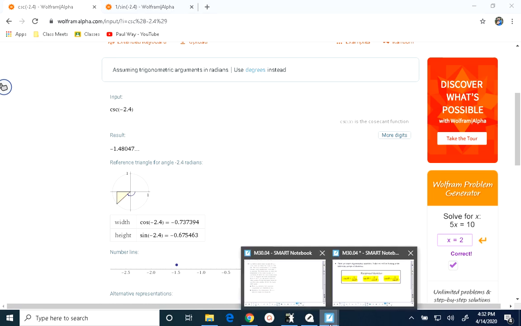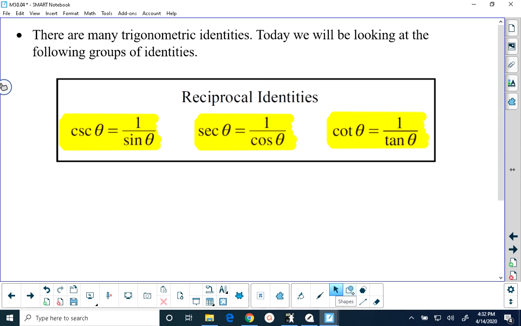The lesson here is if you have a way to calculate cosecant and you have a way to calculate 1 over sine, you'll get the same number for every single angle. What I mean by that is each angle will give you the left and the right side being equal. Obviously, if we went back to Wolfram Alpha and I used a different angle, not negative 2.4, I would get a different result, but it would be the same on the left and the right side. So those are called the reciprocal trigonometric identities.